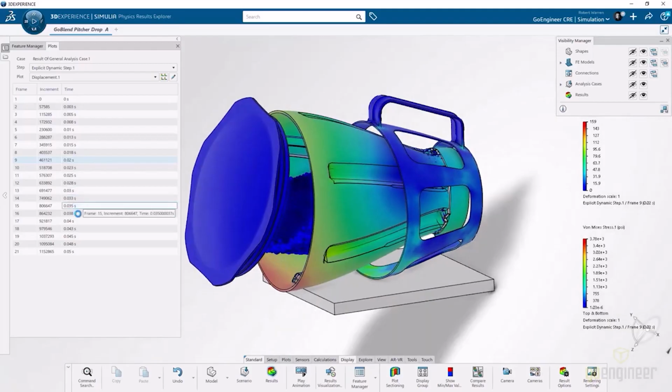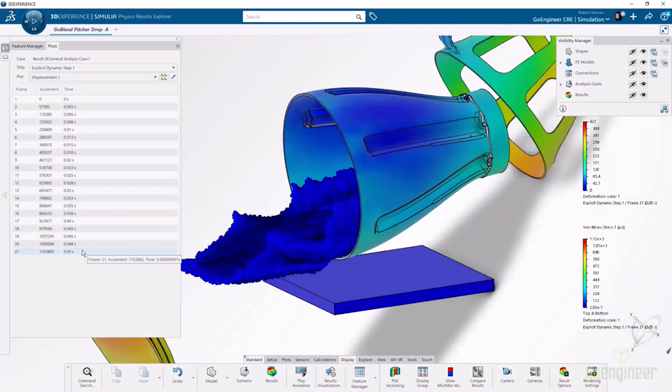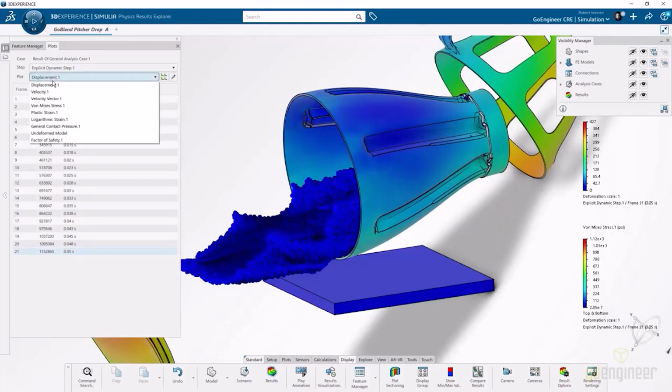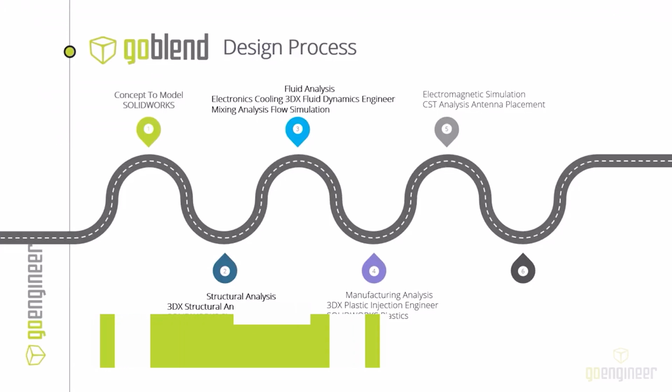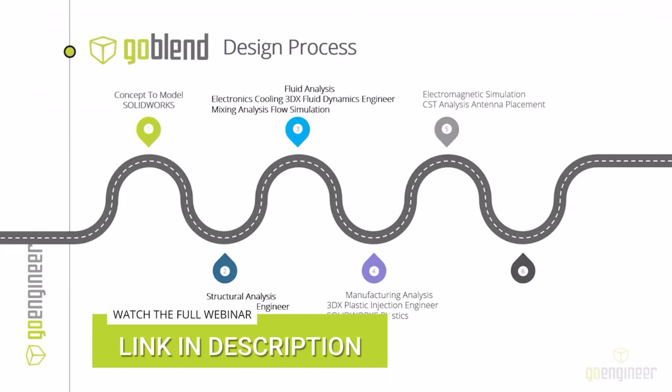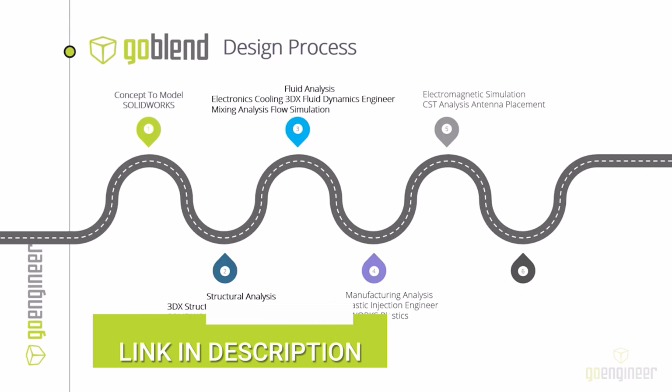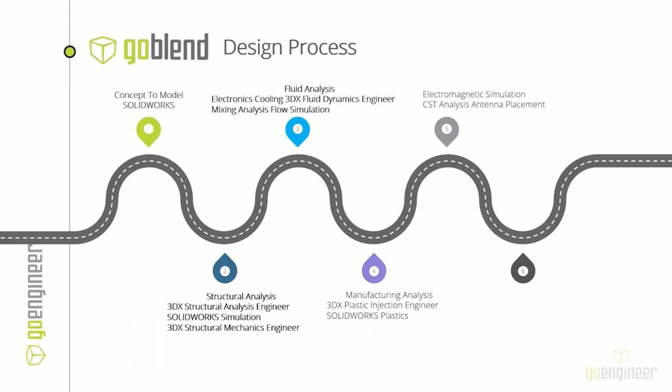So we can see displacement here being shown as well. So a lot of good value with that drop test. So structurally, we're looking pretty good with respect to the model. We still have to do some rework on the lid itself, but overall, we're looking pretty good structurally.